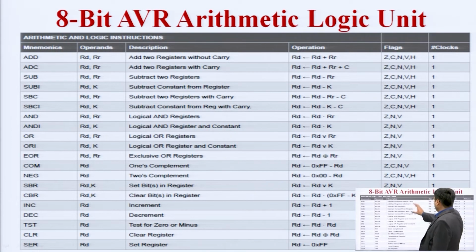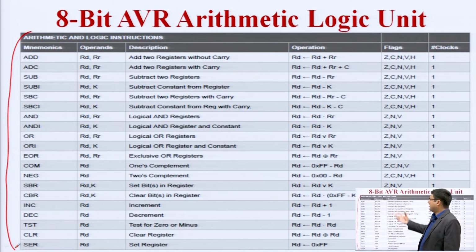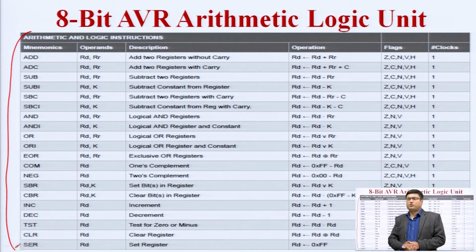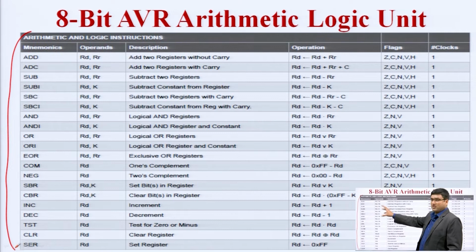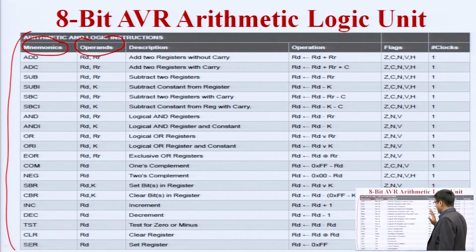There are some instructions available in the AVR microcontroller. In our syllabus, we have only the introduction of these instructions. We will not go into depth on each and every instruction. Here we can see this table represents some important instructions of the AVR microcontroller. Important instructions means here you are seeing two terms, mnemonics and operands. Basically, there are two things in the microcontroller.